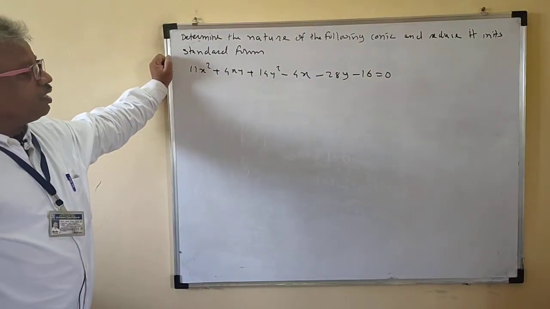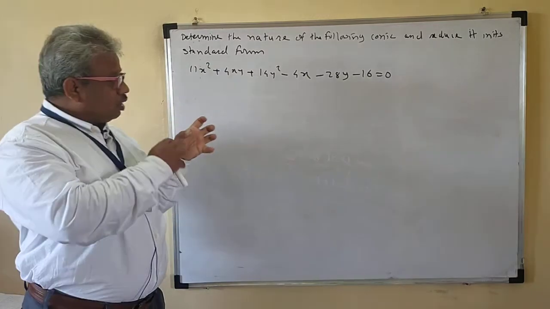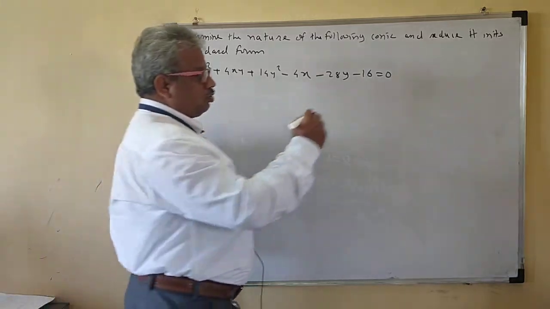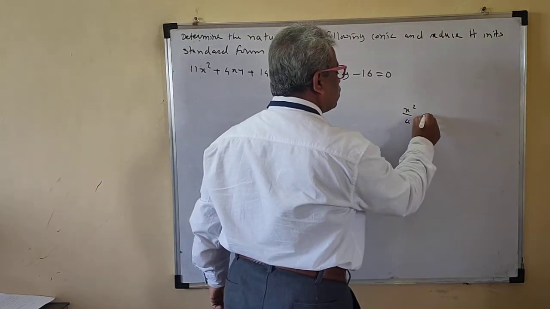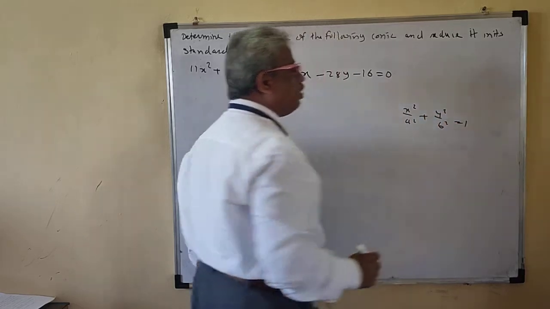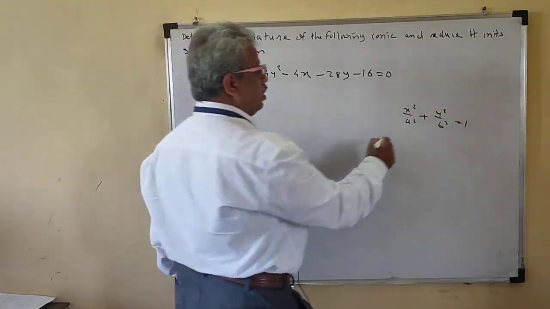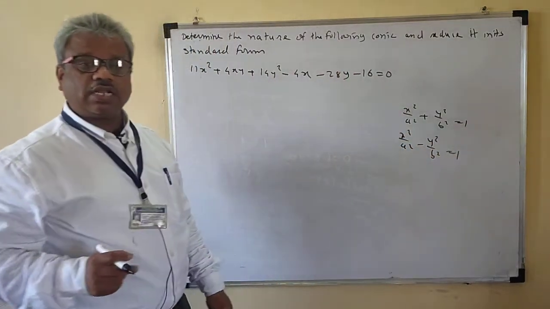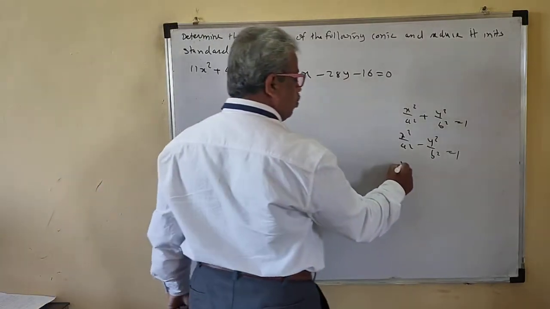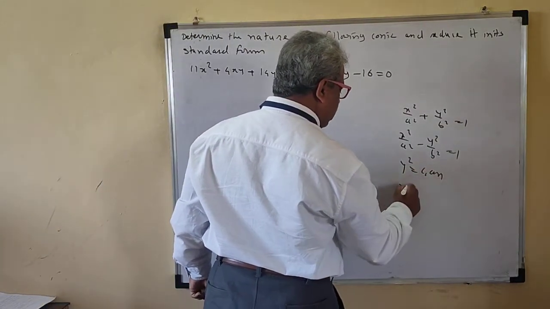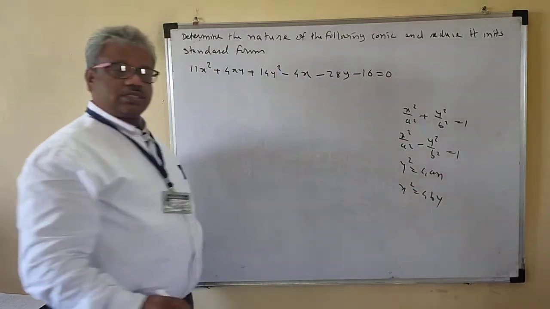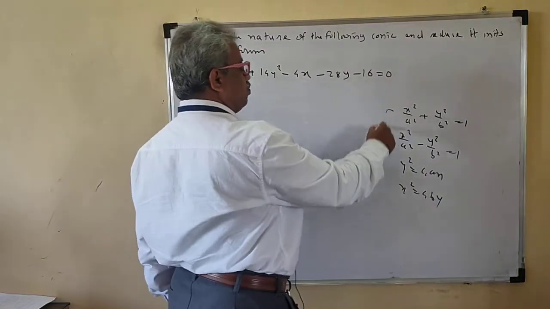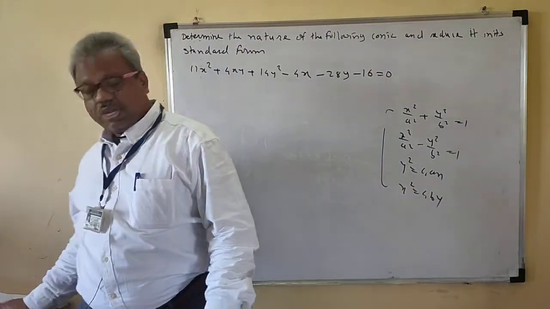So now today we will see how to reduce the second degree equation into its standard form of the conic. So you know that x square upon a square plus y square upon b square is equal to 1 is the standard form of the ellipse. x square upon a square minus y square upon b square is equal to 1 is the standard form of the hyperbola. And y square is equal to 4ax or x square is equal to 4by are the standard forms of the parabola. So we want to express this equation in one of these four forms. So that we will see.